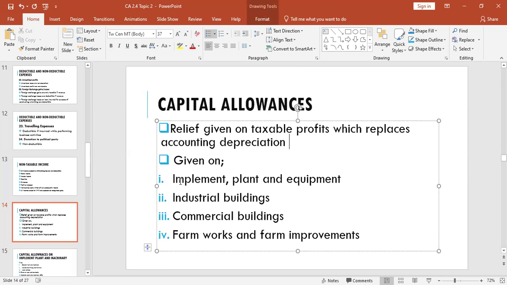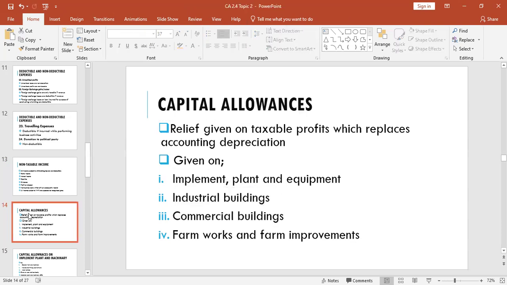Capital allowances are given on implements, plant, and equipment. That's number one. Two, they're given on industrial buildings. Three, they are given on commercial buildings. Four, they are given on farm works and farm improvements. We're going to look at this later in the study, when we're calculating tax for farming income. But for this section, we're going to look at these three: commercial buildings, industrial buildings, and implements, plant and equipment.